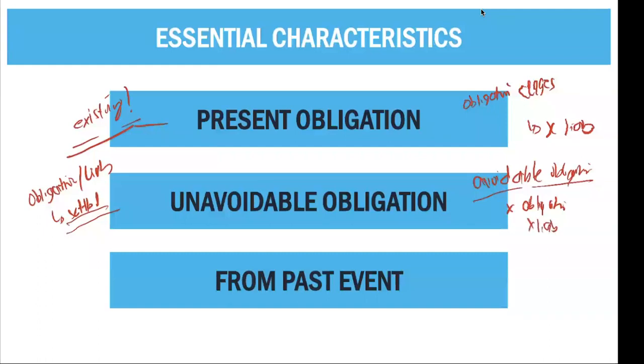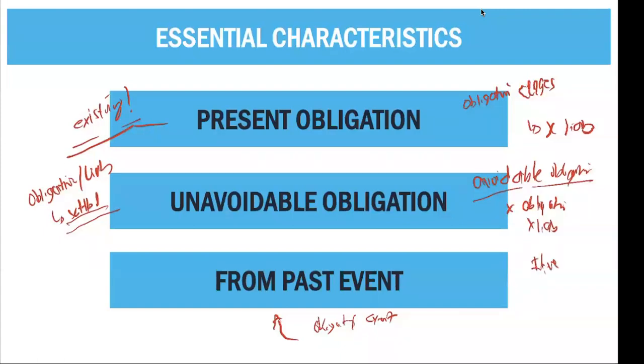There should be no liability to be recognized. And finally, one of the essential characteristics, it must arise from a past event. You already know this one. There must be an obligating event that creates the liability. And what is that obligating event? We call that your past event.